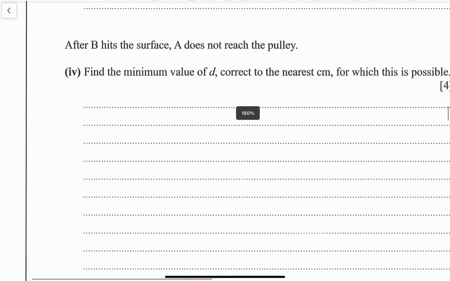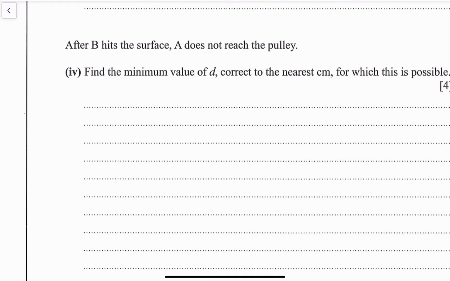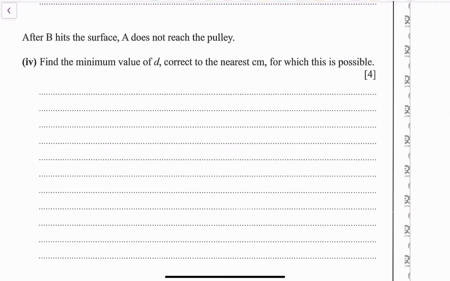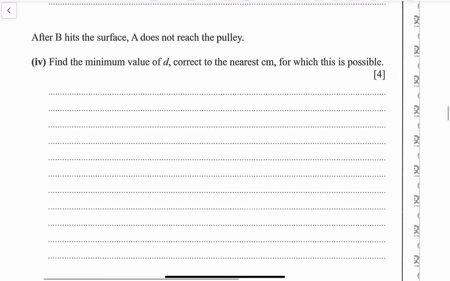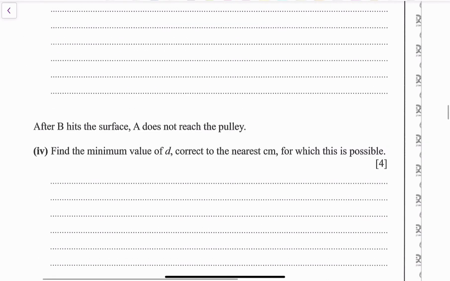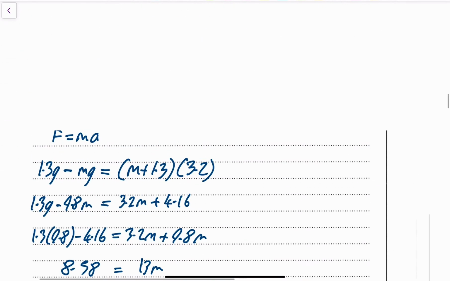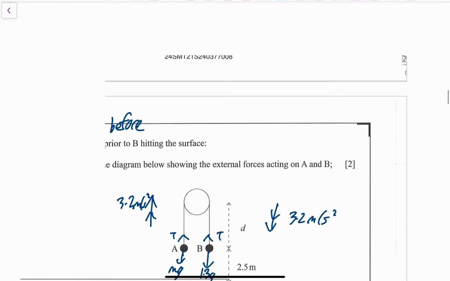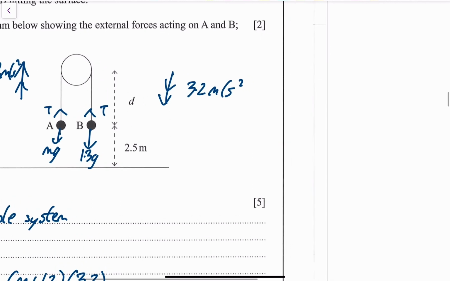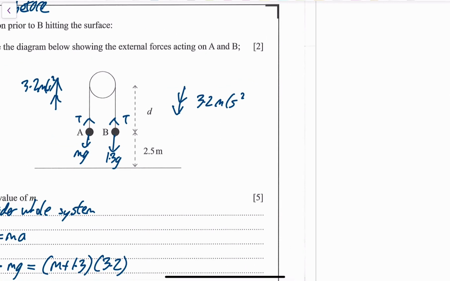Okay, right, what happens next then? After B hits the surface, A does not reach the pulley. Find the minimum value of D, correct to the nearest centimetre, for which this is possible. Okay, right. Now what happens if we go back to this diagram? If we go back to this diagram here, what happens here?